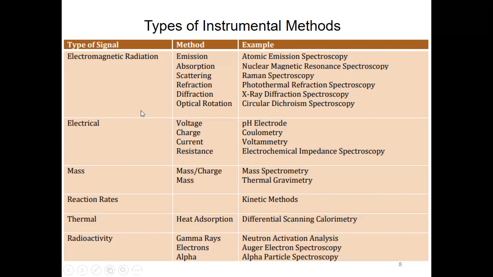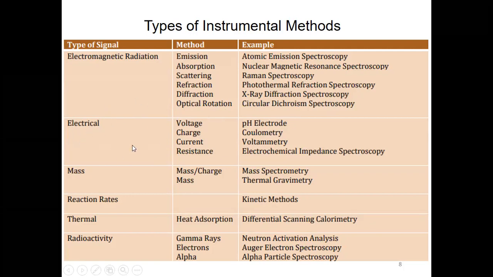And here I just listed the examples. So when we use electromagnetic radiation, it can be absorption, emission, scattering, refraction, diffraction or rotation. The emission is used in atomic emission spectroscopy, absorption and scattering in Raman spectroscopy, refraction spectroscopy uses refraction methods, and X-ray diffraction and CD, circular dichroism spectroscopy, use optical rotation.